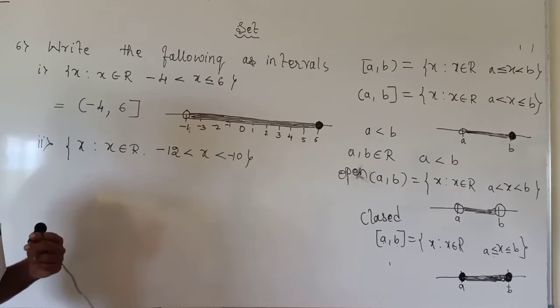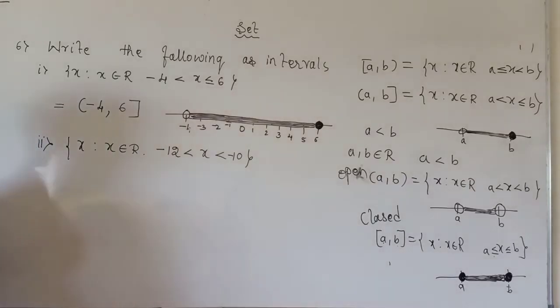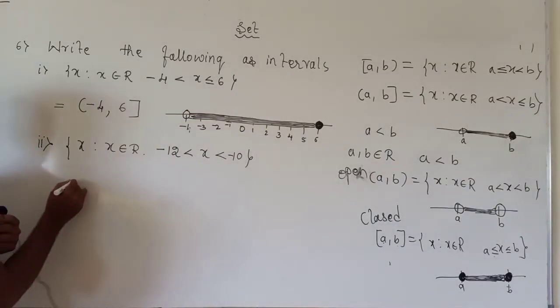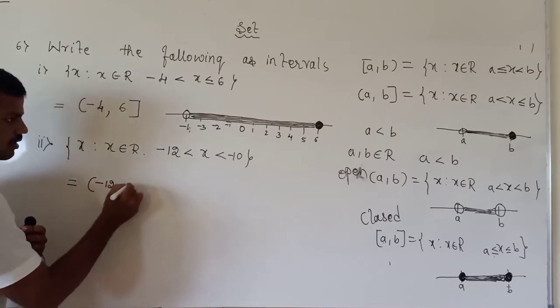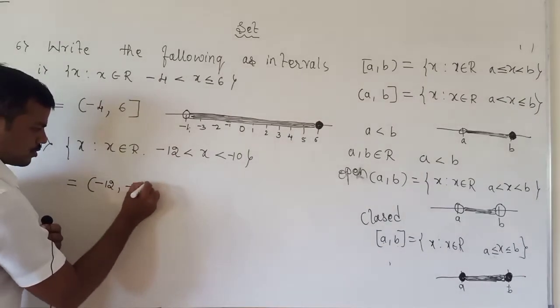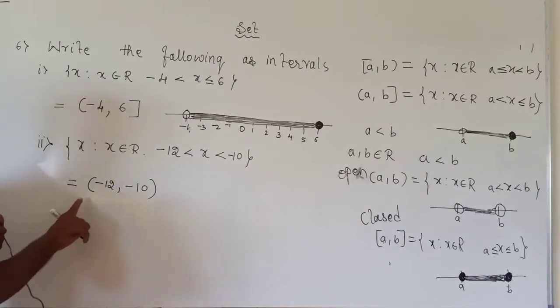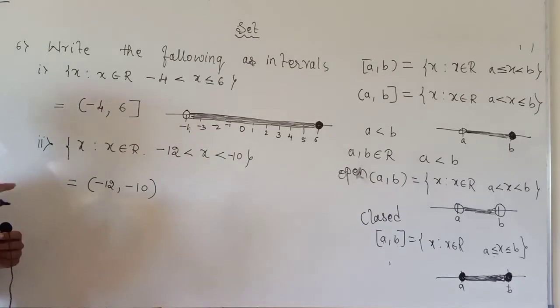So it is nothing but the open interval. We know how to write that. Open interval, small bracket, minus 12 to minus 10. So both are not included. Both sides open interval means both sides we have to use a small bracket.